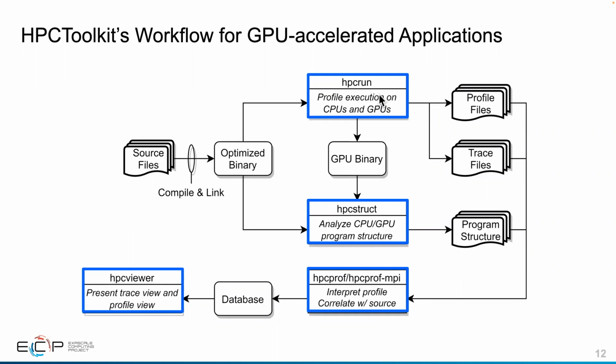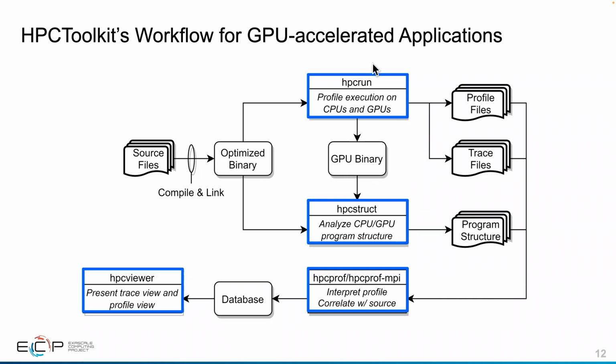The only real difference is that HPC Run, which you use to profile your execution on CPUs and GPUs, records the GPU binaries that were launched by the vendor runtimes onto the GPU. And so we record the binaries because we're going to analyze them along with the CPU binaries. And I'll go through the whole workflow and show you how this works.